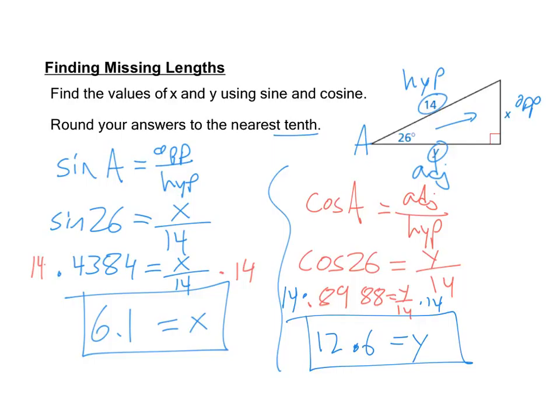And that's how we find the missing side. A lot like sine and like tangent. But we just have to say, which side are we looking for, and which side do we know, and decide should we use sine, which is opposite over hypotenuse, cosine, which is adjacent over hypotenuse, or tangent.